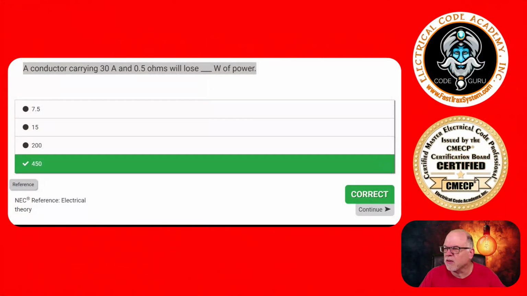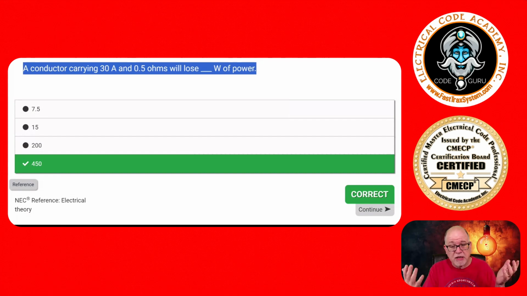Okay, so let's go on real quick and let me get you back to where we're at here. That's our question. So this is an example of a theory question, and you're going to get these on your exams. But just remember, this is a two-step process. I had to determine what the voltage was in order to be able to solve for what the wattage is.